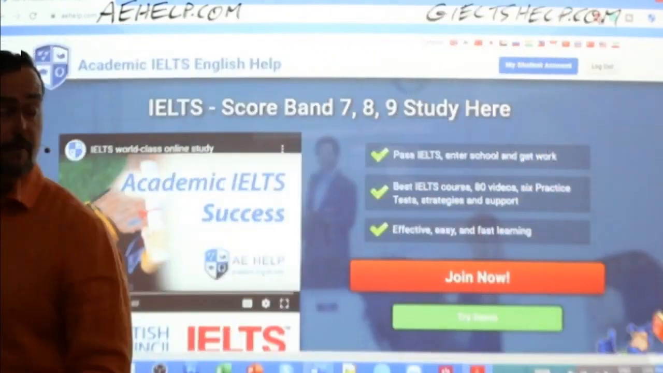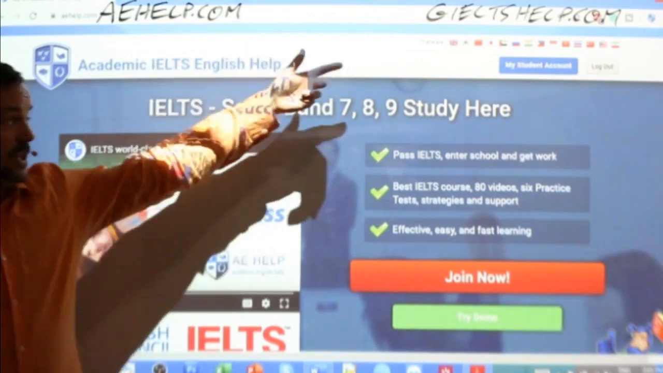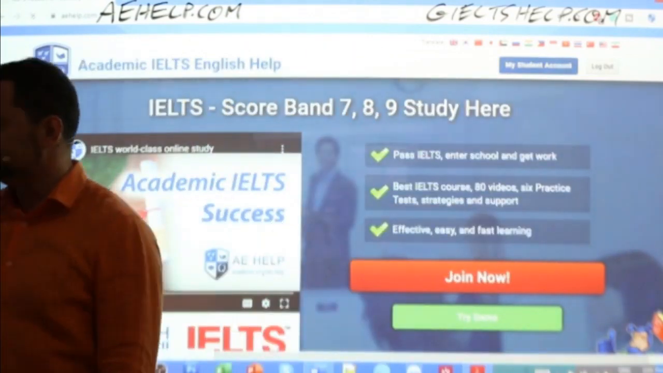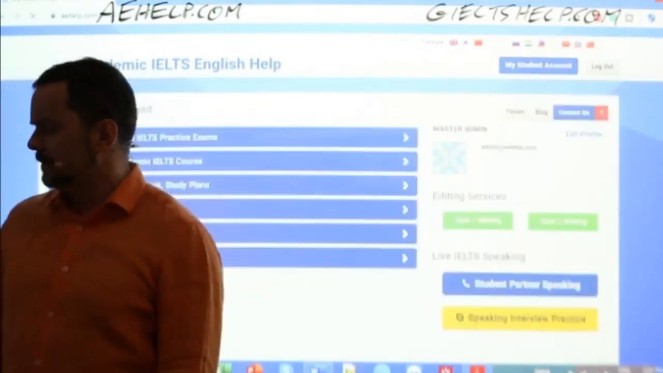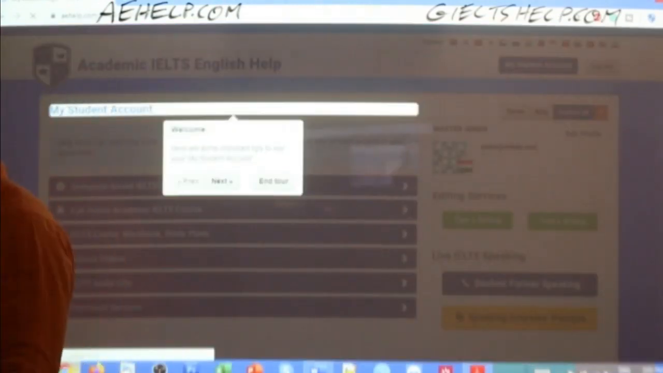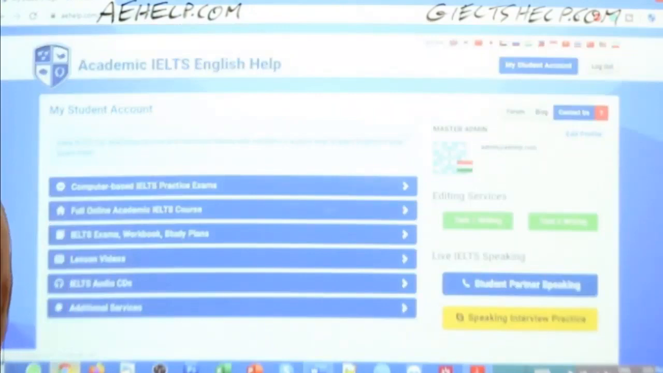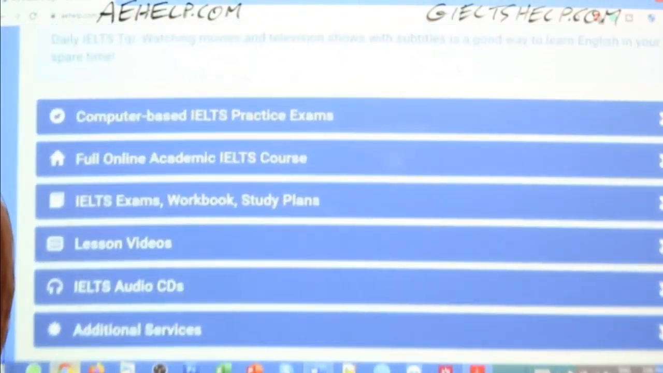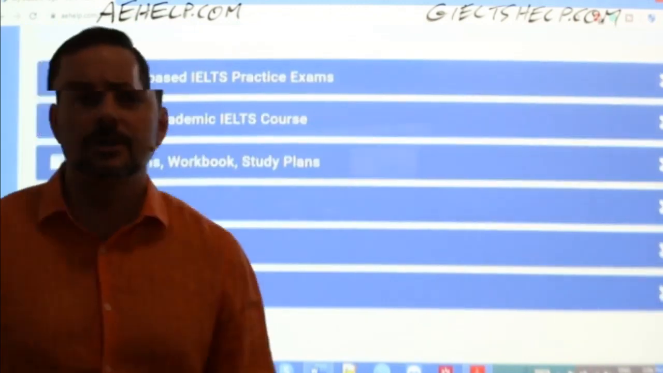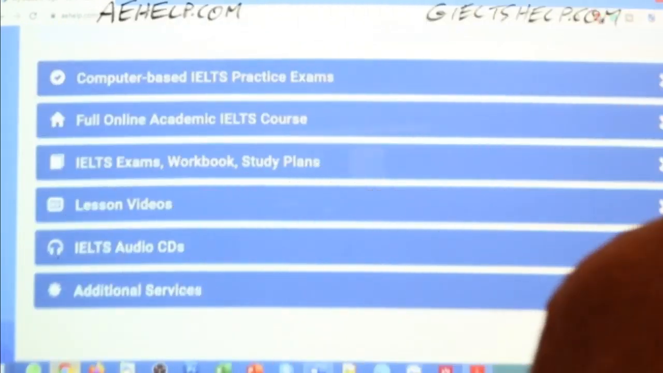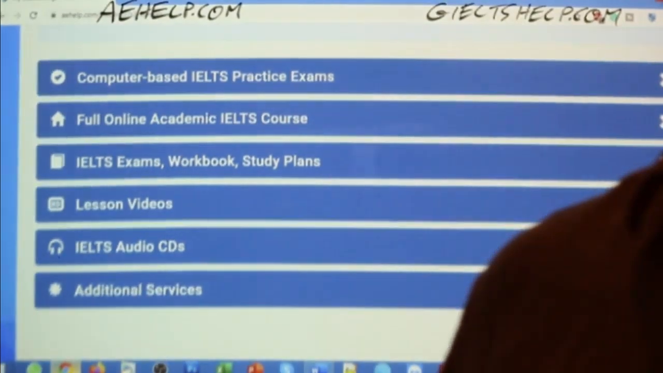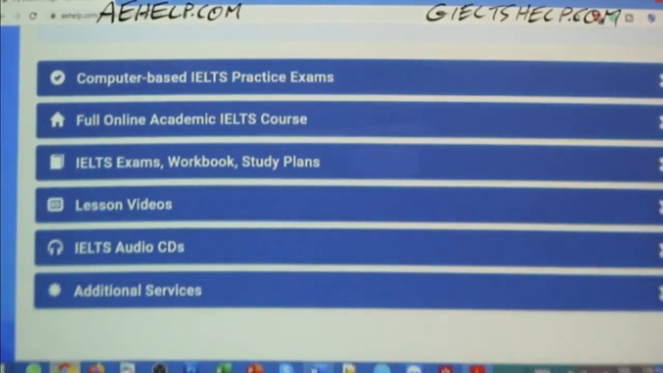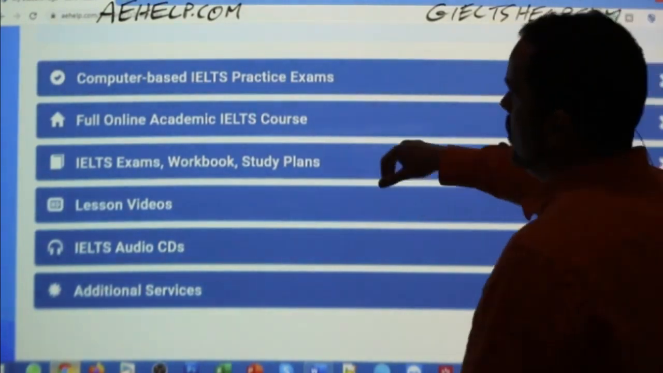But if you go to aehelp.com, glshelp.com has this as well, and then you go to your My Student account, and I believe the free version of the course also has this. So you'll see the computer-based exams, and then underneath, I'm going to darken the screen a little bit because it's a brighter background, of course. We don't have a dark version of our website just for the live classes. So you see the full online IELTS course.